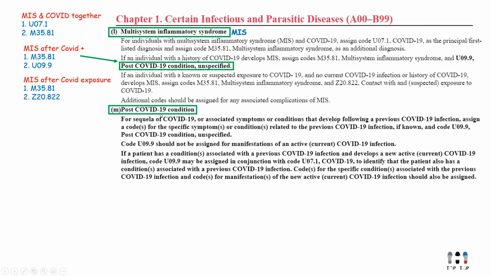Multi-system inflammatory syndrome after COVID exposure, you're going to sequence first your MIS, followed by your Z20.822. There's your guidance. Now let's talk about post-COVID-19 condition. These are often sequelae of COVID-19 or associated symptoms. You're going to sequence first your symptom or condition, followed by U09.9 that says, hey, I used to have COVID. And if a patient gets COVID-19 again, you're going to sequence the COVID-19 U07.1, followed by U09.9. That means that they've had it previously, and any manifestations after that.